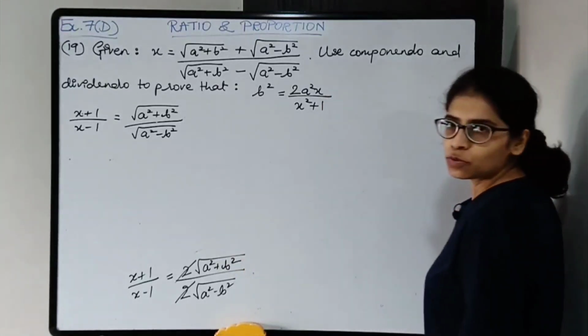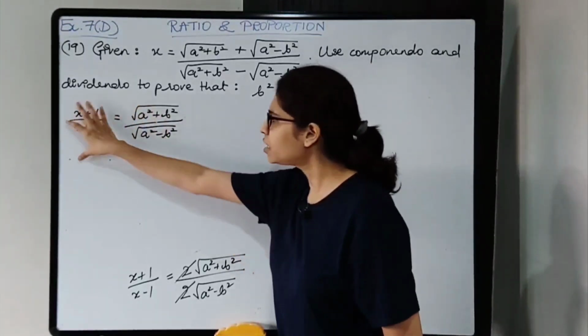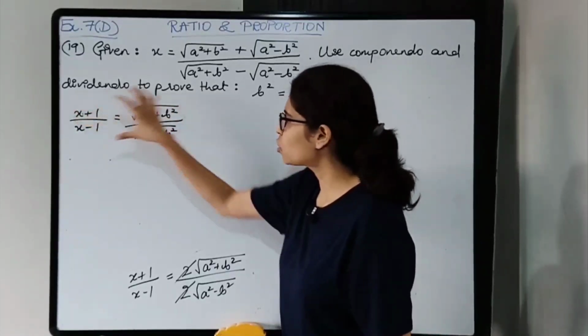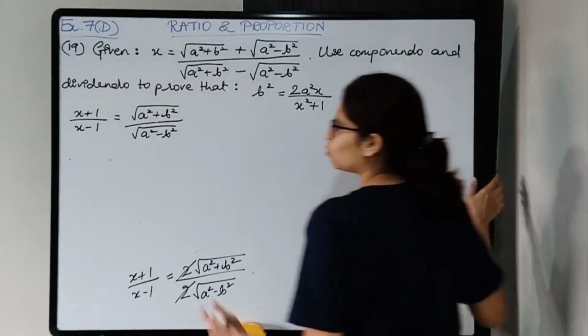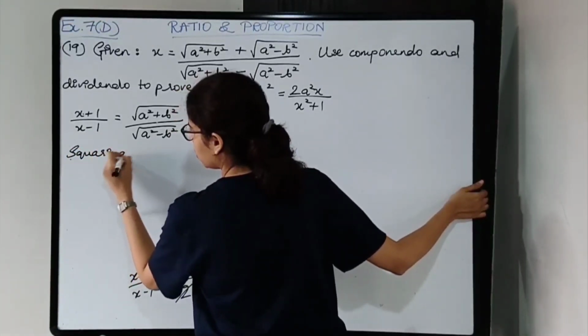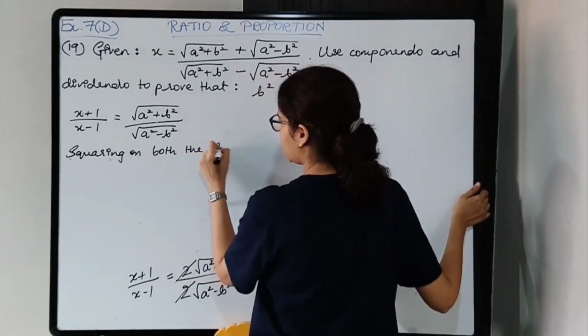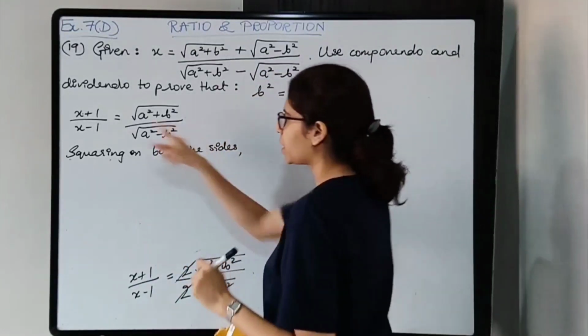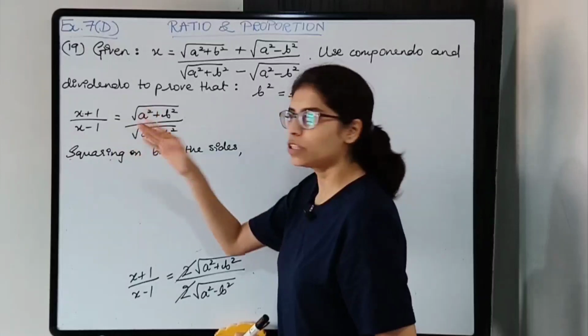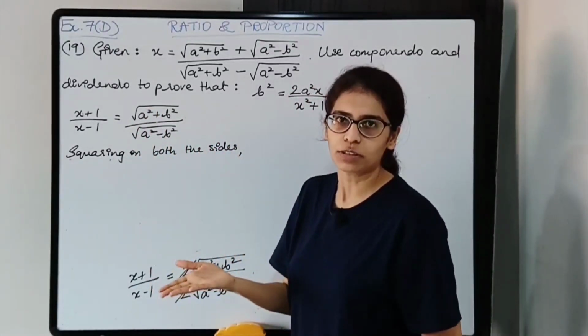So what we will do, we will square on both the sides. Squaring on both the sides, everything gets squared, entire LHS, entire RHS. So let's square on both the sides. So when you square, this root will go, and here also the root will go, because square and square root ultimately cancel out each other.